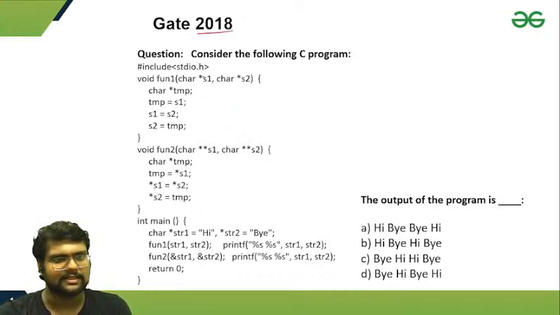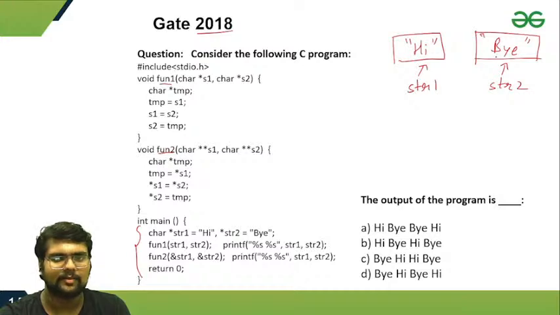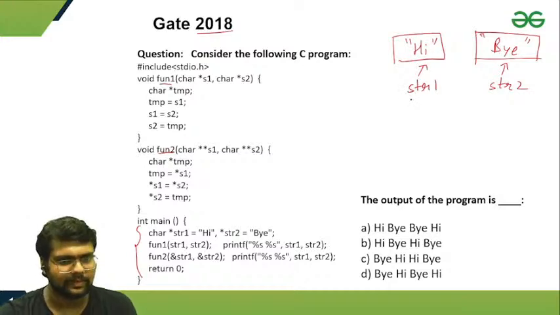So we are given a C program. There are two functions, f1 and then f2, and in the main function we have two strings. So hi is there, and then we have bye. This is pointed to by str1, and this is pointed to by str2. So str1 will point to the first character, h, and str2 will point to the first character, b. Then we are passing this str1 and str2 into s1 and s2.